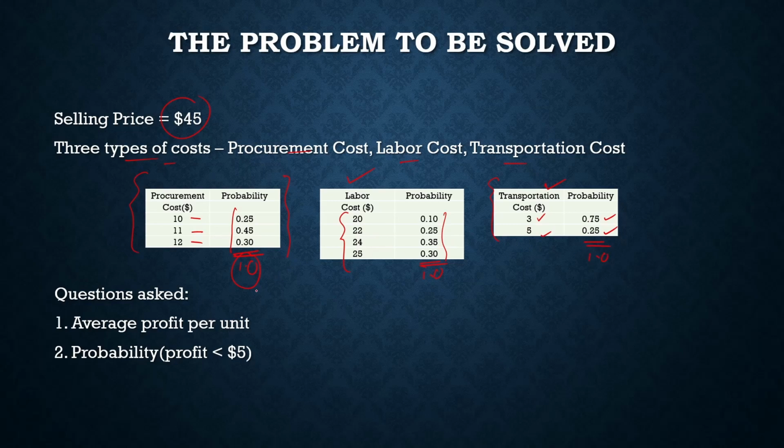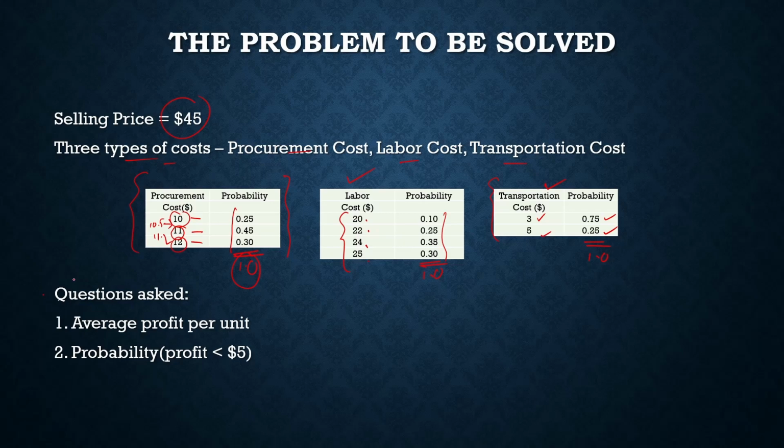So please don't ask questions like what will happen if the value is 10.5 or 11.2, something like that. This is not going to happen because this is a discrete distribution. For a discrete distribution, the number of outcomes is fixed. No value other than these can be obtained. So for procurement cost, only three levels are possible: $10, $11, and $12. Similarly, labor cost can take only these four values: 20, 22, 24, and 25. Okay, so this is the data given to you.